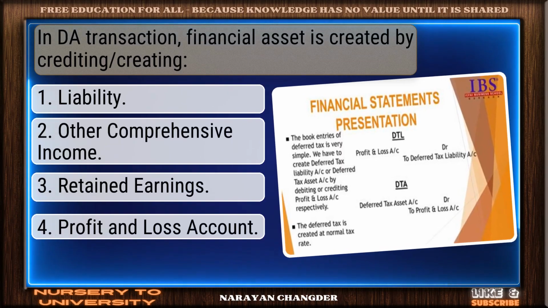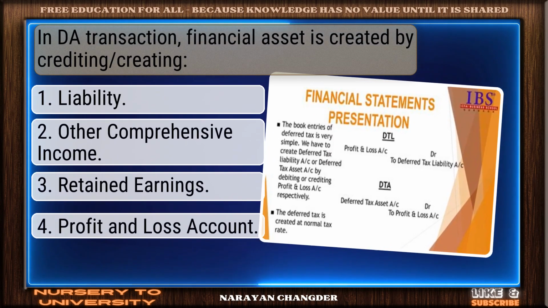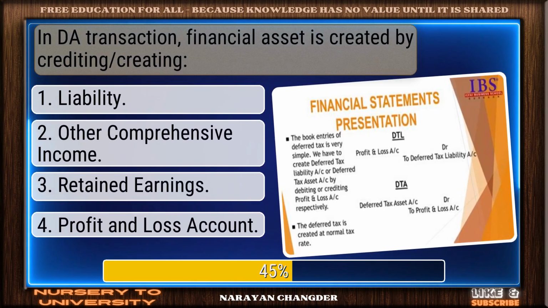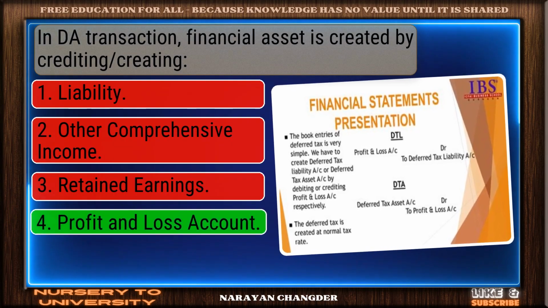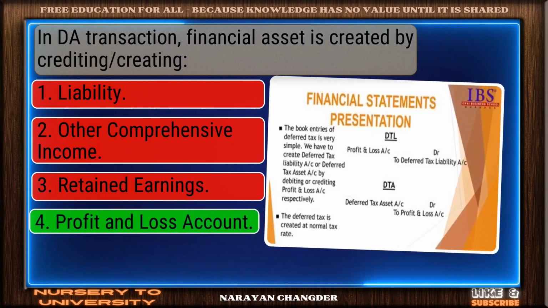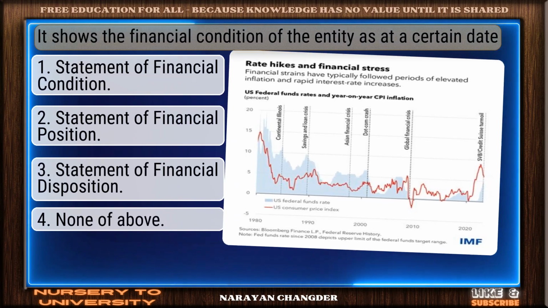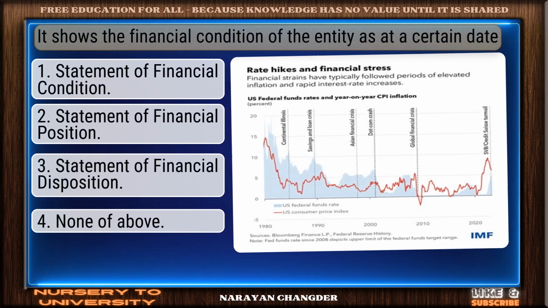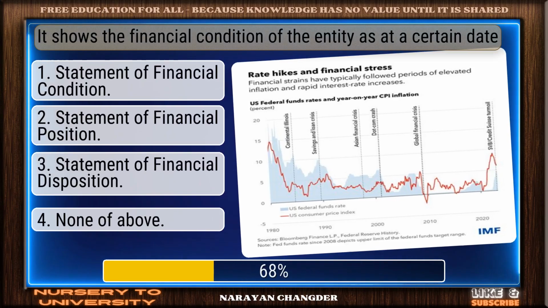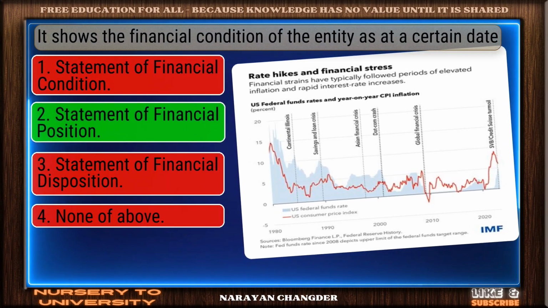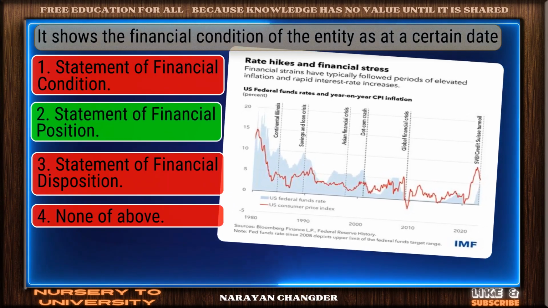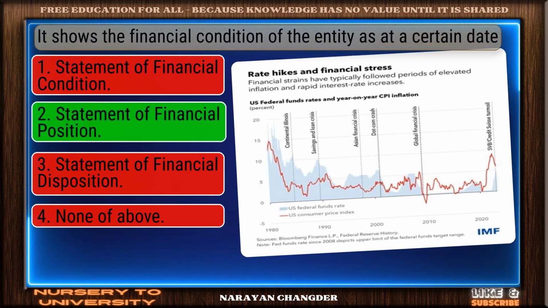In day transaction, financial asset is created by crediting creating. You chose profit and loss account, and it is correct. It shows the financial condition of the entity as at a certain date. Excellent. Statement of financial position is a brilliant choice.